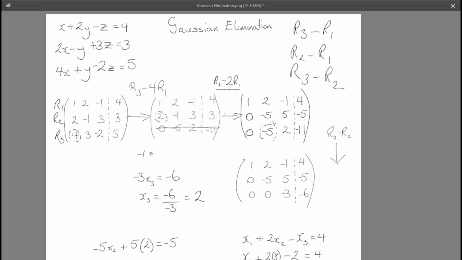So minus 1 minus 2 by 2 will give us minus 5, and 3 minus 1 by 2 will give us 5, and 3 minus 4 by 2 will give us minus 5. So we complete the second row, and now we're moving on to this one here, R3, R2.